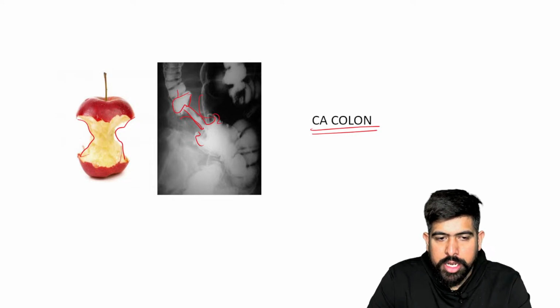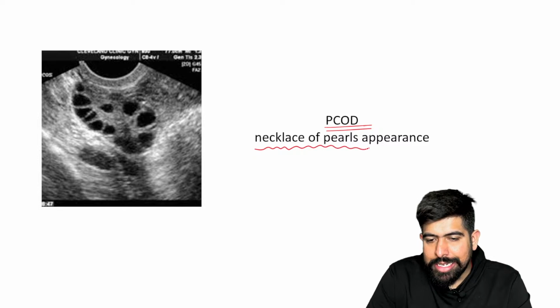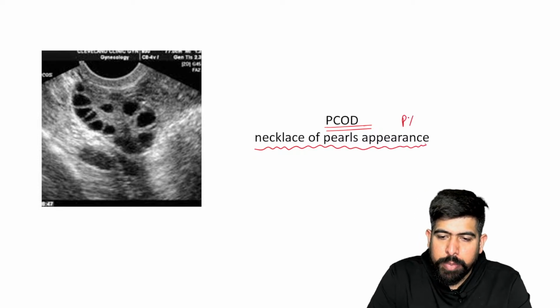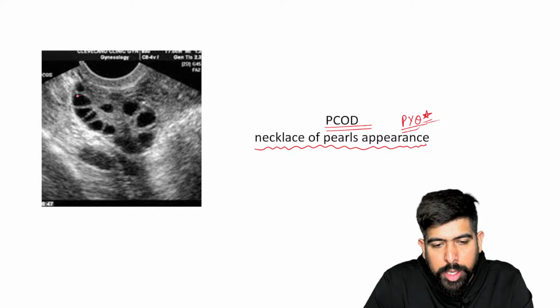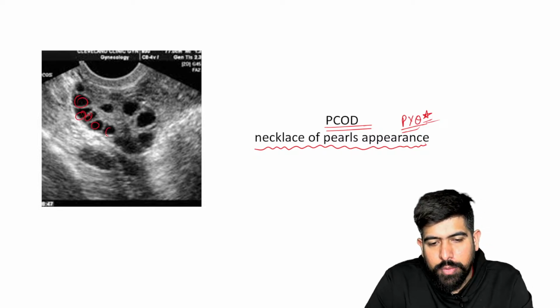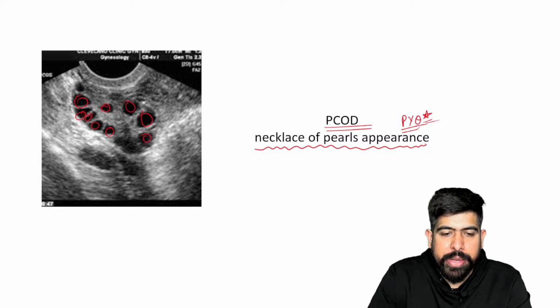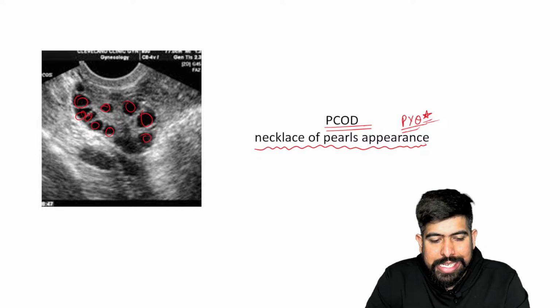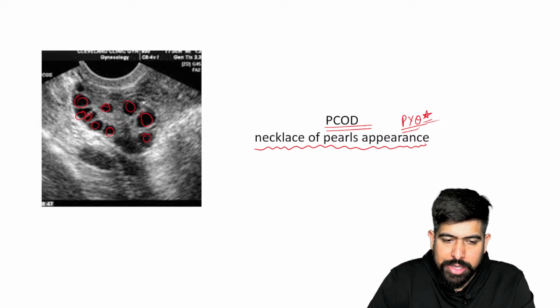Very good. One more ultrasound image which I am going to show you here is the case of PCOD. In this condition, we are finding the necklace of pearls appearance, which is your PYQ, previous year question. In PCOD, we are finding the necklace of pearls appearance. You can see these are the follicles. It has the necklace of pearls appearance on the ultrasound of the ovaries in PCOD, polycystic ovarian disease, right?